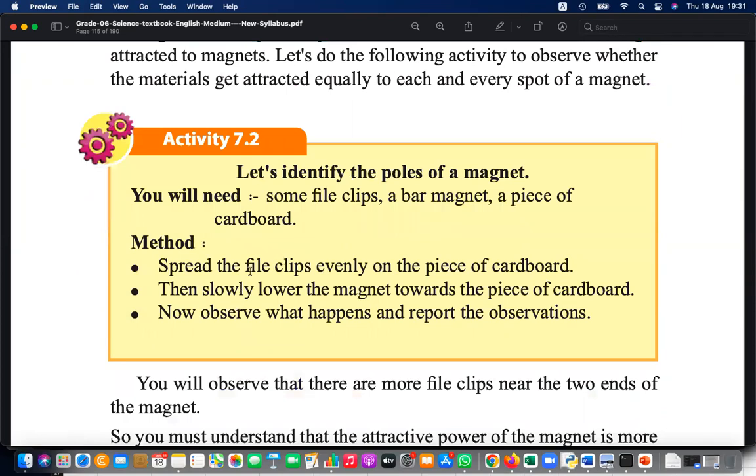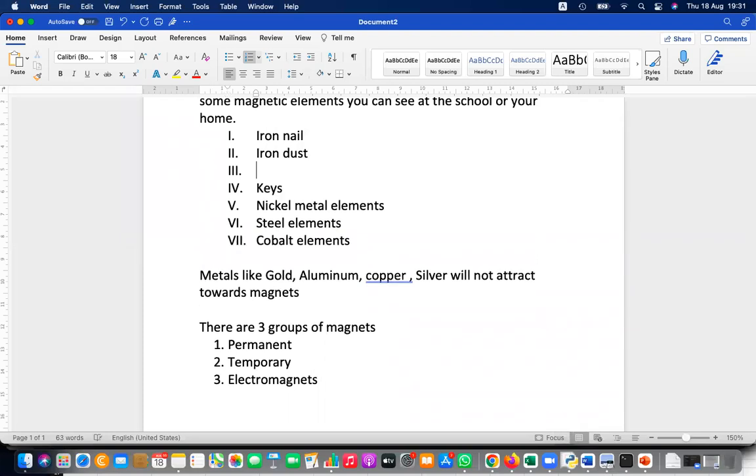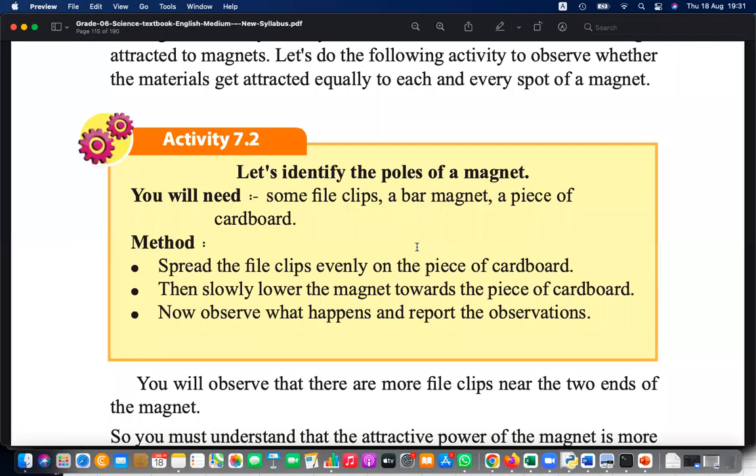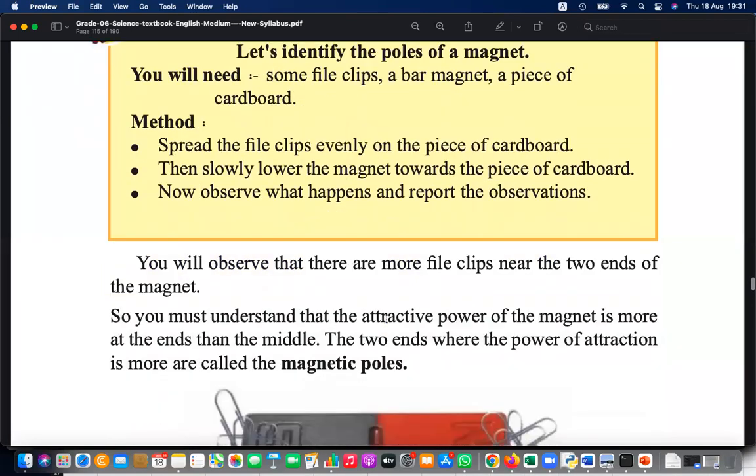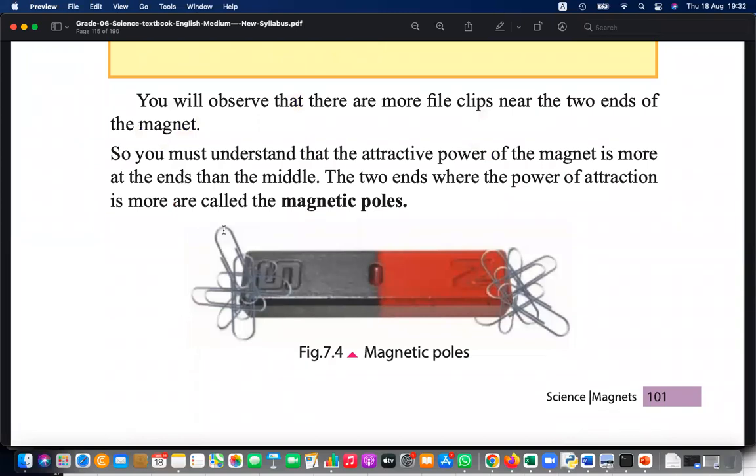So to get that, this is one thing, spread file clips. File clips, if it is iron or steel, so it should be iron or steel. So this will attract. Spread file clips evenly on the piece of cardboard, then slowly lower the magnet towards the cardboard. Now observe and see. When you put the file clips and move this magnet towards them, you can see they will attract to these two edges, not to the middle.